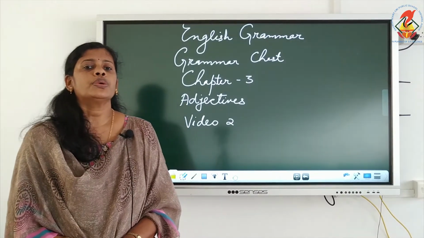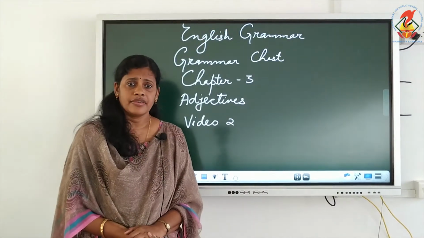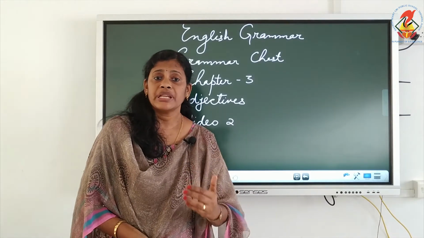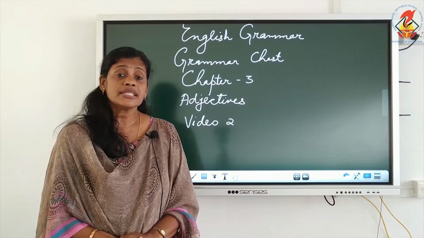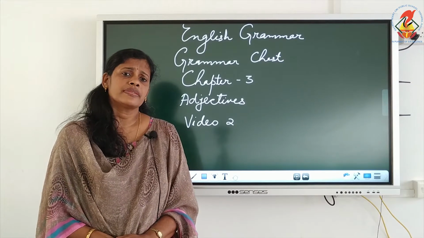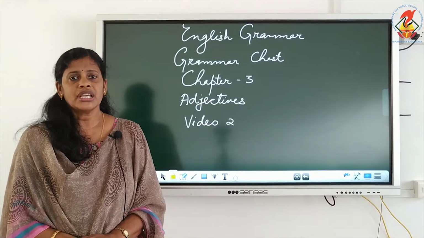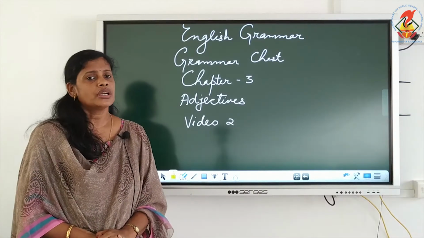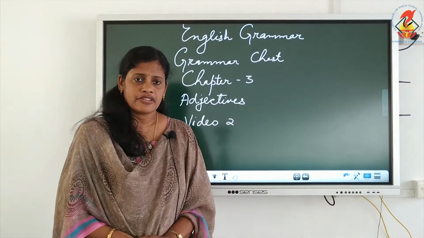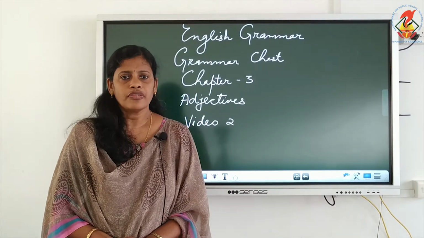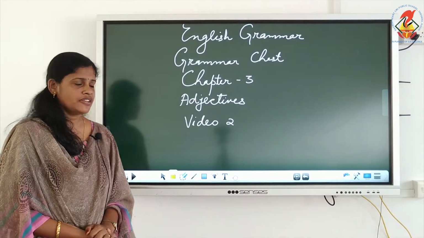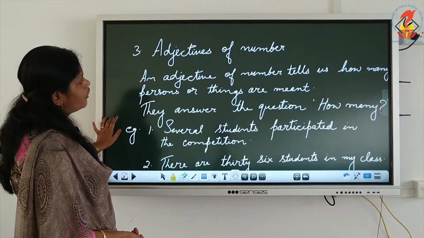In the first video we learned what is an adjective, the position of an adjective. Adjectives are generally placed near the noun and there are 6 kinds of adjectives, isn't it? What is an adjective? An adjective is a word that describes a noun or a pronoun. So we had already discussed adjective of quality and adjective of quantity. Now we move on to the next type of adjective, that is adjective of number.